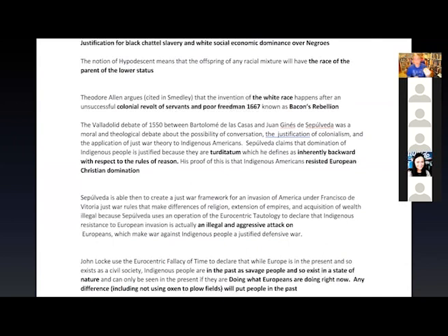And his proof that indigenous people had this state, were backwards in relationship to reason, was that they resisted European Christian domination. Right? And this is a part of this Eurocentric tautology, because the idea is that, by definition, European Christian civilization is the best, indigenous people are irrational because they are rejecting the best, right?